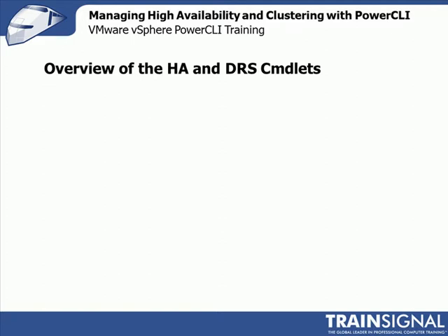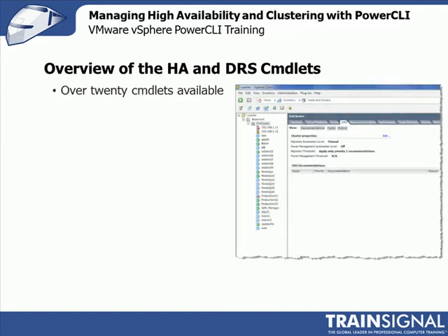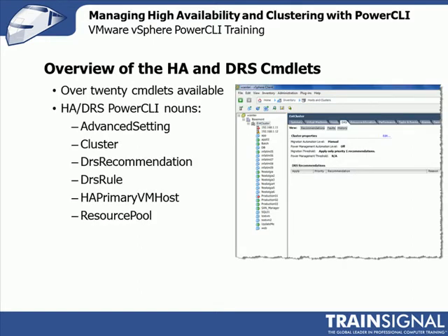Now let's look through some of the commandlets that we'll be examining in this lesson. There's over 20 that we're going to be talking about today in this lesson. The PowerCLI nouns that are related to HA and DRS are advanced setting, cluster, DRS recommendation, DRS rule, HA primary VM host, and resource pool.